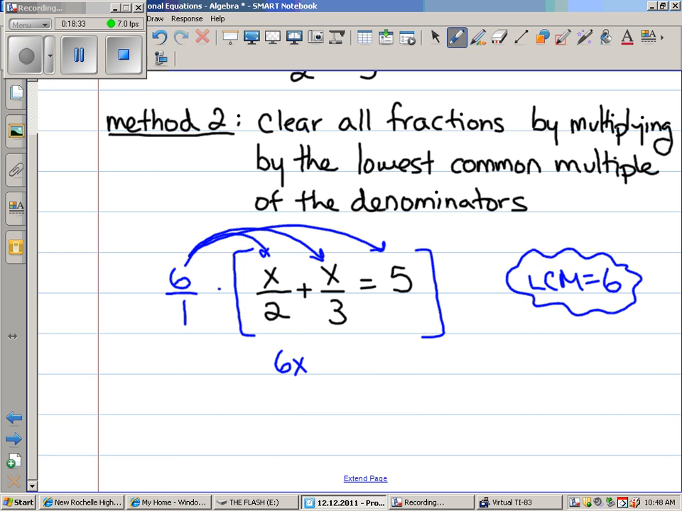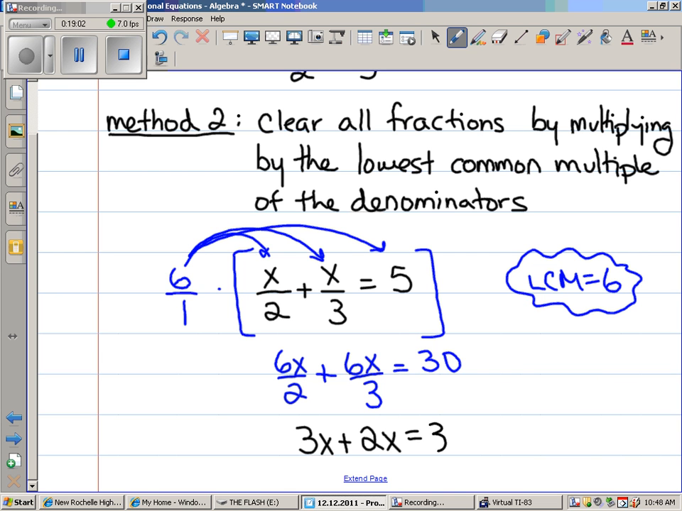You get 6x over 2 plus 6x over 3 equals 30. What's 6 divided by 2? It's the same problem we just did, just done a different way. What's 6 divided by 3? 6 divided by 3 is 2.